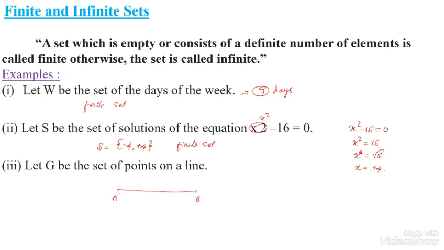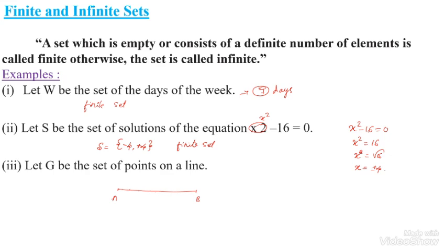Take a set of points. Here I can take one point, I can take another here. Now from A to B, so many points I can draw on that line. It may be a large point or it may be a minor point, but here there is a set of points. So many points on a line.